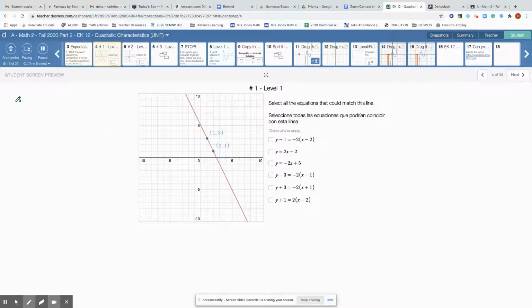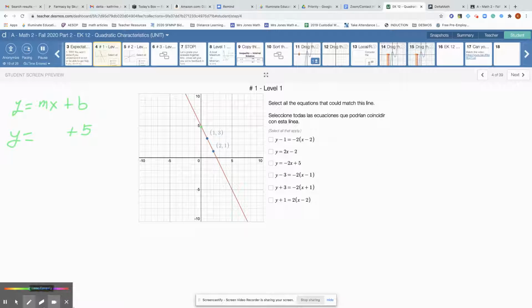All linear equations are always y equals mx plus b, where m is the slope, x is just the variable x, and b stands for the y-intercept. So the y-intercept is 5. So I know that b is 5, and that's part of my answer. And y is just y. That stands for all y values up and down on the graph, whatever it comes out to be.